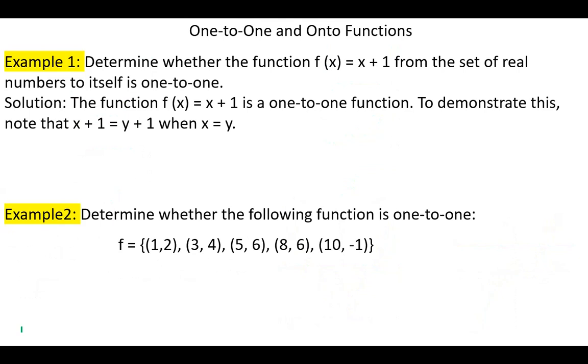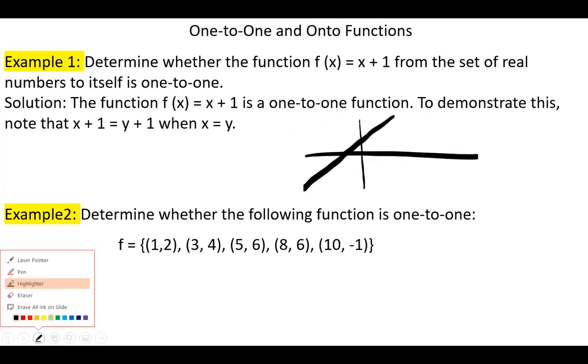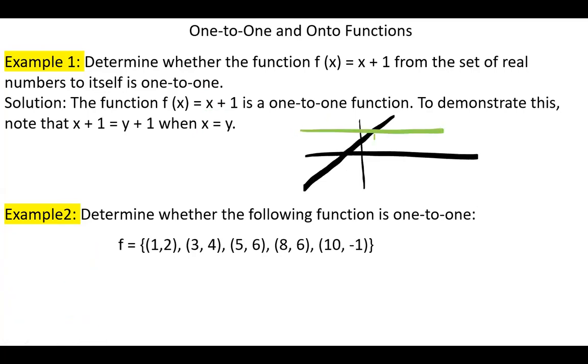Example 1. Determine whether the function f of x equals x plus 1 from the set of real numbers to itself is one-to-one. The function f of x equals x plus 1 is a one-to-one function. To demonstrate this, note that x plus 1 equals y plus 1 when x equals y. You can also use the horizontal line test to check if this function is one-to-one. Any horizontal line intersects with the graph in only 1 point, so this function is a one-to-one function.